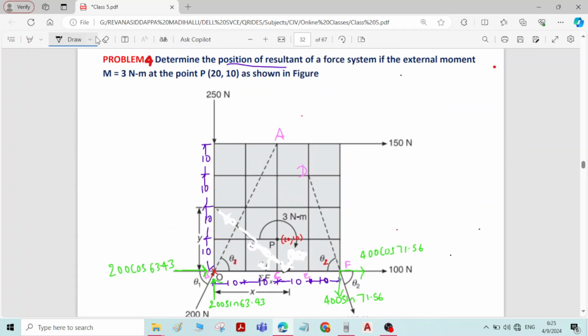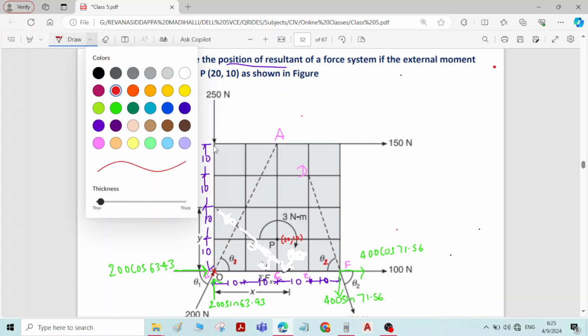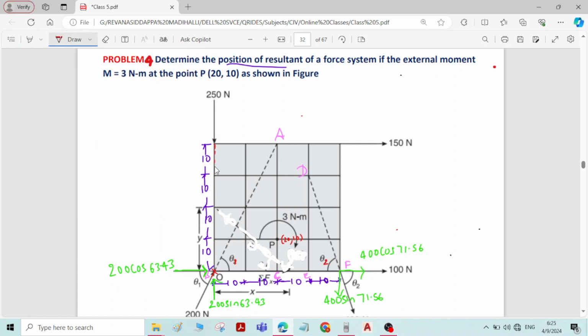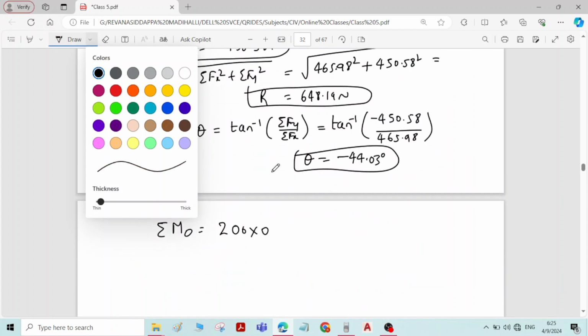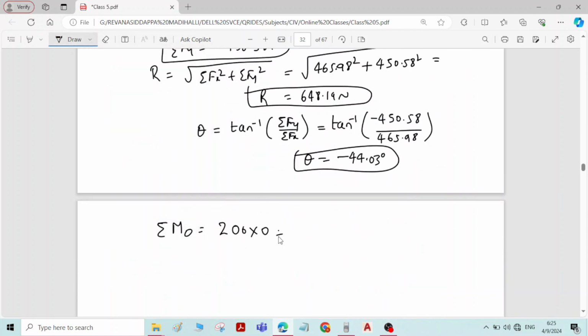Then coming to the moment of 250 Newton force, if you draw the line of action, this is the line of action of the 250 Newton force. So point O lies in the line of action of the force. Therefore moment of 250 Newton will also become 0, plus 250 into 0.